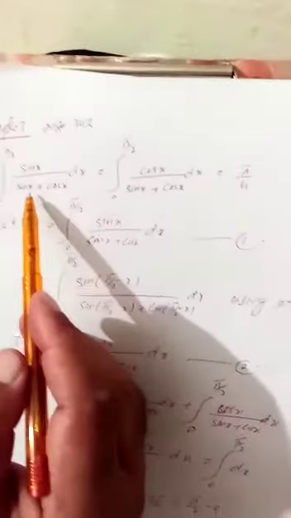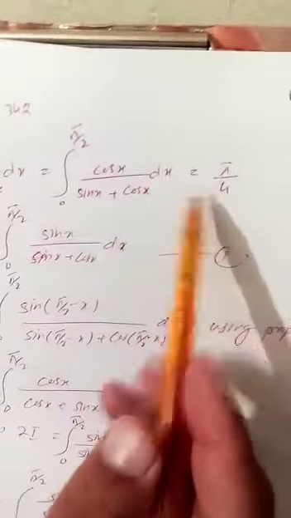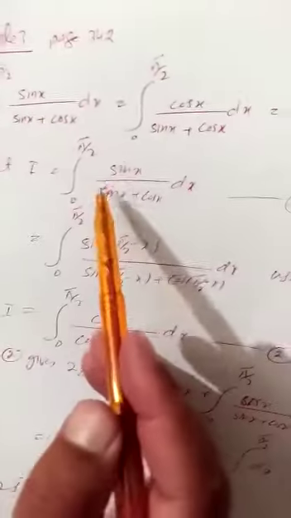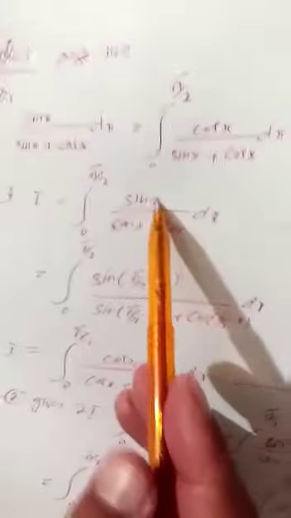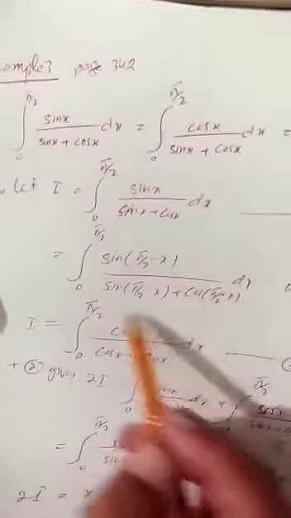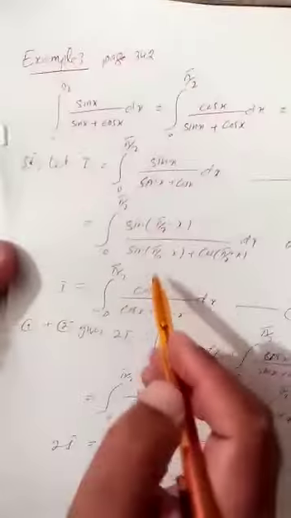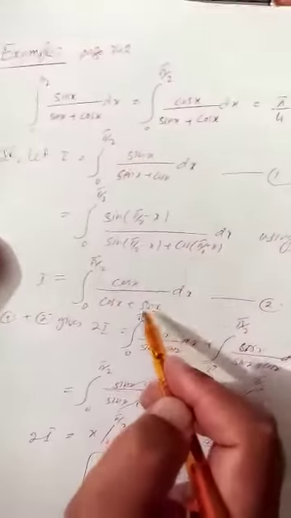Now we are going to discuss another example, example 3. The integral from 0 to pi by 2 of sin x over sin x plus cos x dx is equal to this integral, and this is equal to pi by 4. Taking the first integral and using the property, replacing x here and here by pi by 2 minus x. Expanding these formulae, we get this is cos x, this is cos x, and this is sin x.